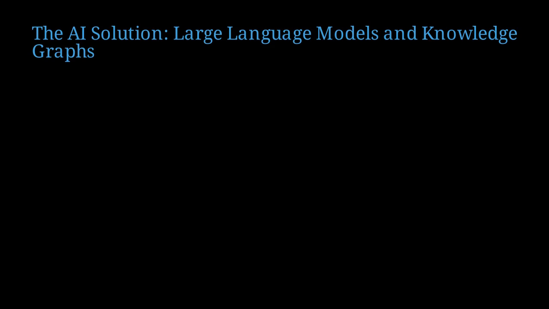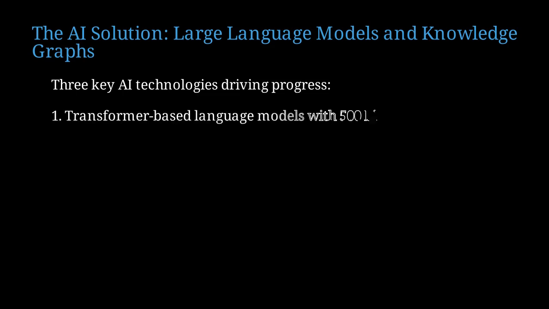Recent advances in large language models and knowledge graphs are transforming how we approach this challenge. There are 3 key AI technologies driving progress in this field as of December 2025. First, transformer-based language models with over 500 billion parameters. These models can understand and synthesize scientific text at an unprecedented scale.